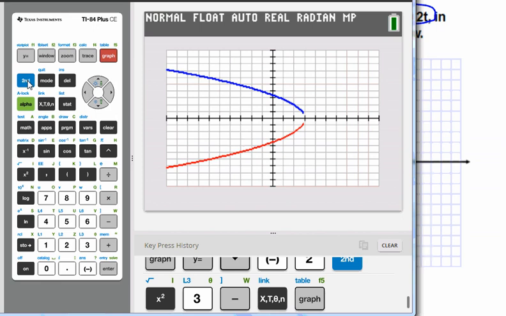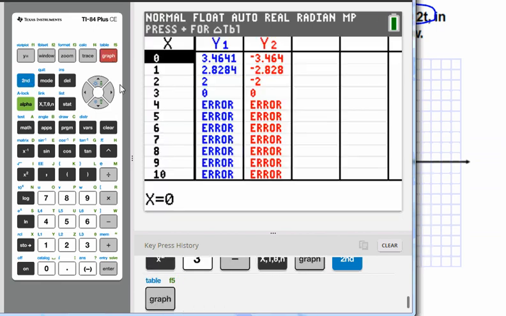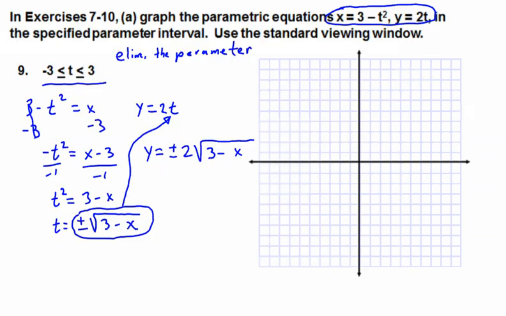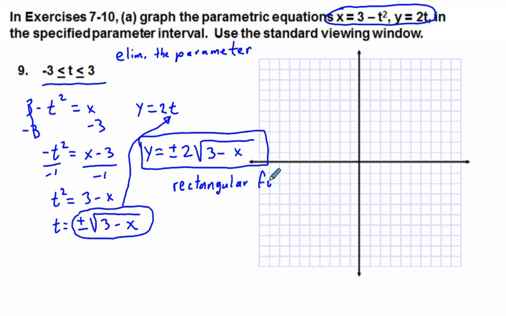If you go to the table view, you will see that where x equals 3, y equals 0 for both functions. So this is an example of eliminating the parameter. So this is called our rectangular form right here. The rectangular form is simply equations in terms of x and y.